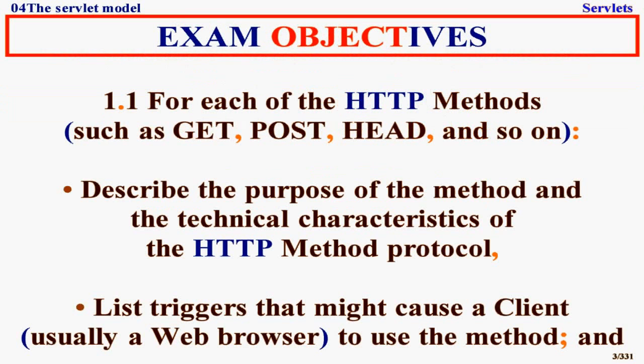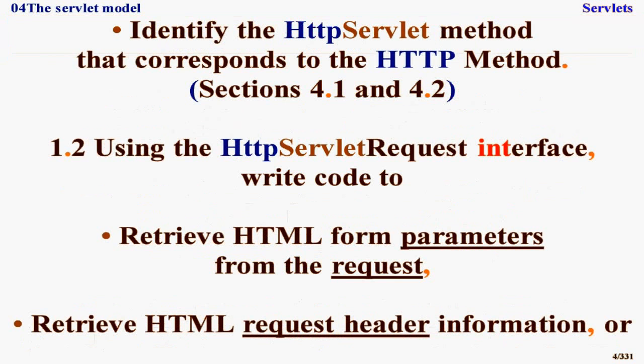1.1 One for each of the HTTP methods such as GET, POST, HEAD, and so on. Describe the purpose of the method and the technical characteristics of the HTTP method protocol. List triggers that might cause a client, usually a web browser, to use the method. And identify the HttpServlet method that corresponds to the HTTP method. Sections 4.1 and 4.2.